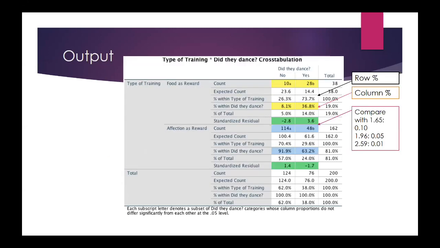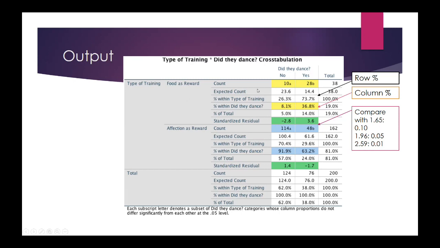This is the contingency table that you'll see with your output. Again, this will become above your chi-square value. What we can see here on the left is the type of training they receive: food as a reward, affection as a reward. On the top, did they dance, yes or no? And this is our standardized residuals right here in the green. The yellow is food as a reward and the blue being affection as a reward.